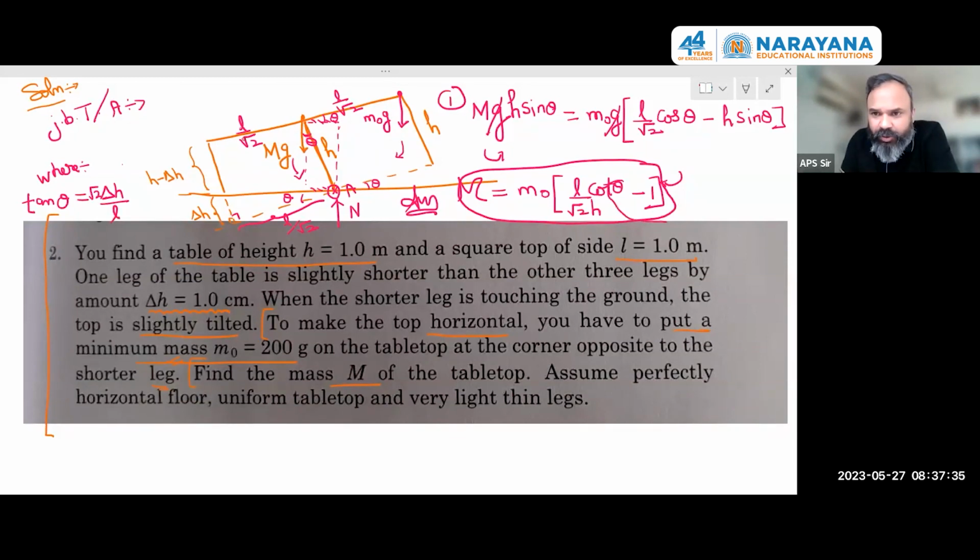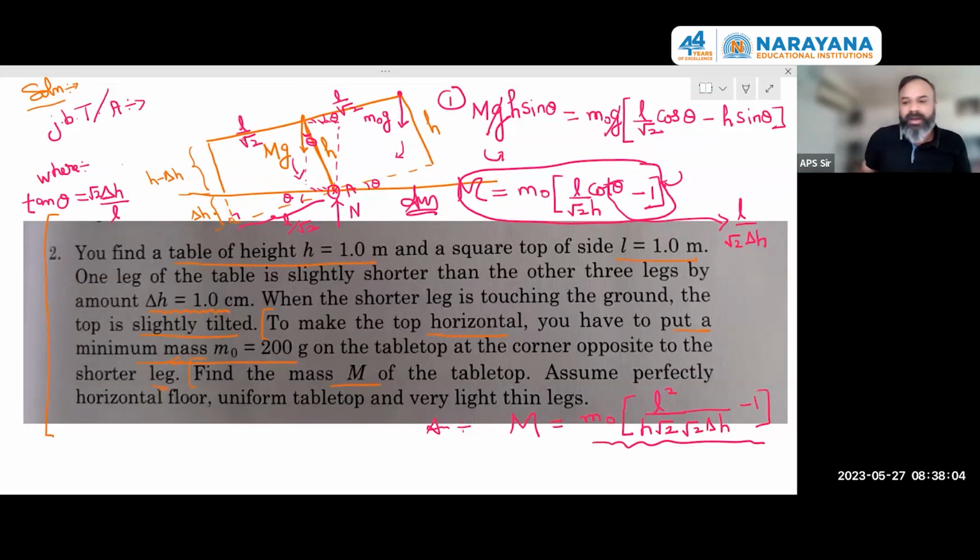So just substitute this term cot theta here. That is L by root 2 delta H. So effectively, now if I write my answer, capital M should be equal to m naught into L by root 2 cot theta term, L by root 2 delta H. So L square, again a root 2 delta H, and minus 1. So what you finally get is m naught into L square by 2 H delta H minus 1. So, the presentation of the question is in a given way, but conceptually it is a very straightforward problem.